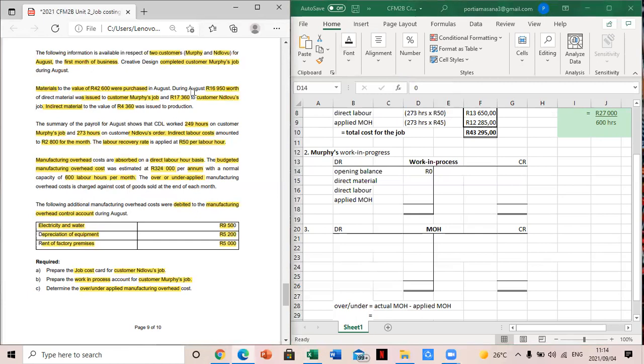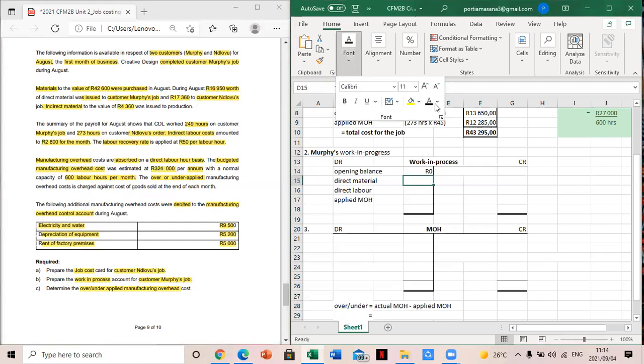here it says that 16,950 worth of material was issued to customer Fee. So the amount for direct material will be 16,950. And then with direct labor, we weren't given the amount, so we had to calculate, which was we'll take the, what's this?